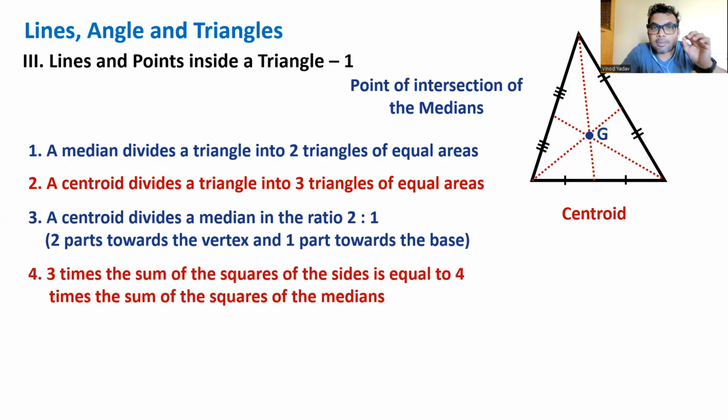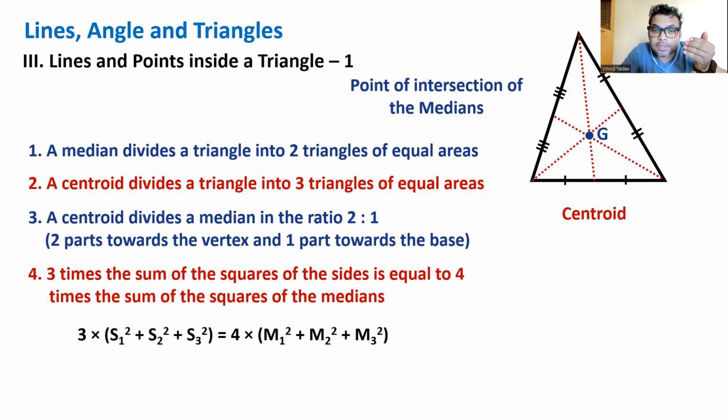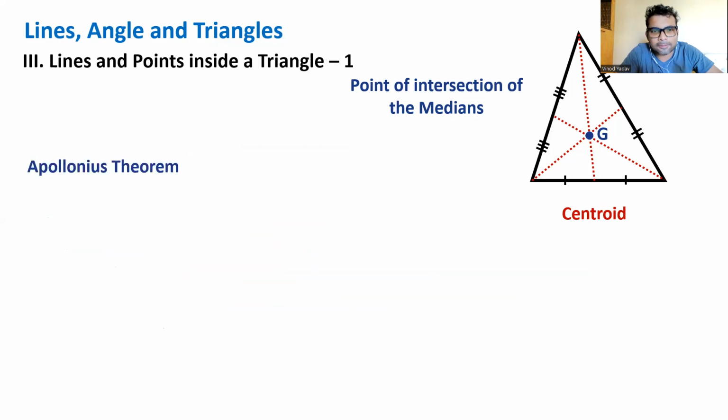3 times the sum of the squares of the sides is equal to 4 times the sum of the squares of the medians. So when the length of sides is given, the length of medians is given, one of the medians is not given, or all medians are given, 2 sides are given, third side is not given, something like that. This is how you should think. This is inspired by a theorem called Apollonius theorem. Let's see that. I hope you're comfortable till here. Keep making your notes.